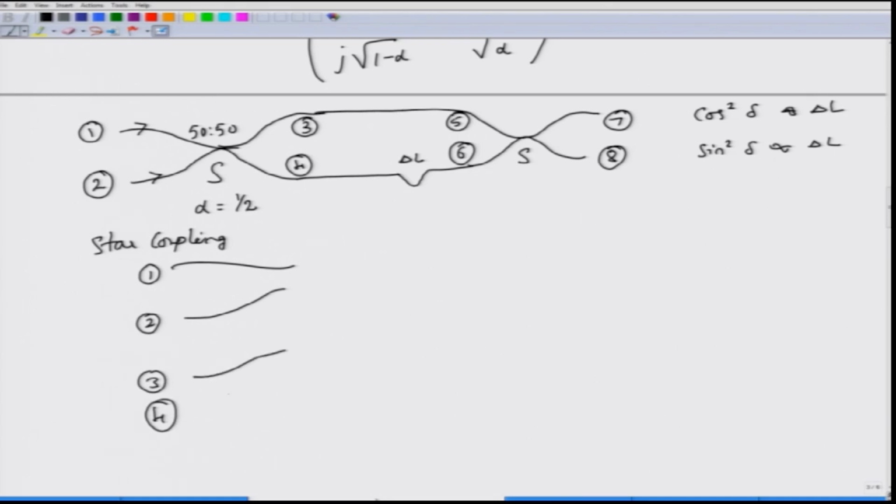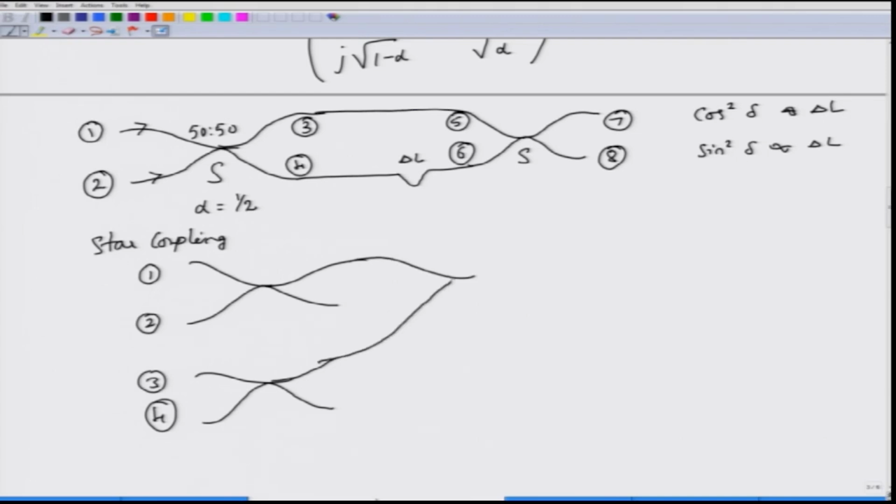For example, I am considering, let me just draw it correctly. So, I am considering 4 inputs here, these can be coupled. So, there is one 3 dB coupler here. If I connect these two, I will get one more 3 dB coupler. I can then connect these two outputs, I can connect these two outputs. So, this was known as a star coupler.